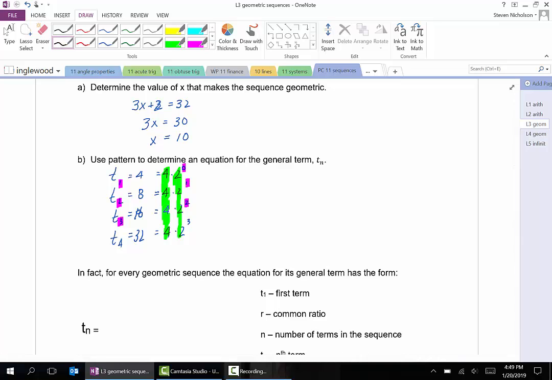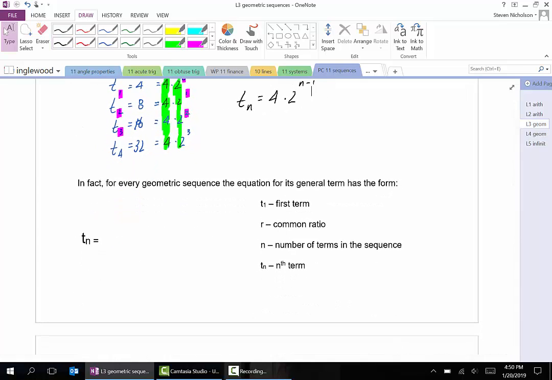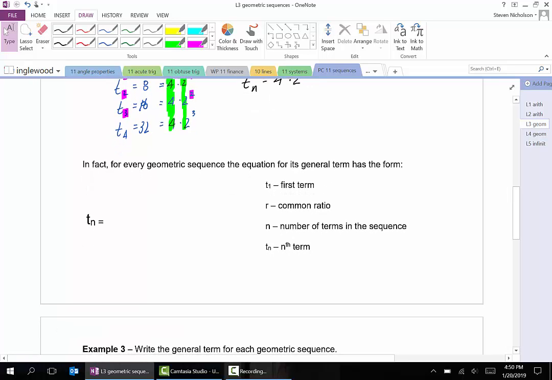So if we write our T of, we get T of whatever number is equal to 4 times base 2, that's always the same, and then the exponent is going to be 1 less than our T of. So we could generate a formula based on a pattern in the data, and in this example, that's what it would look like. But there's a common formula for every geometric sequence.